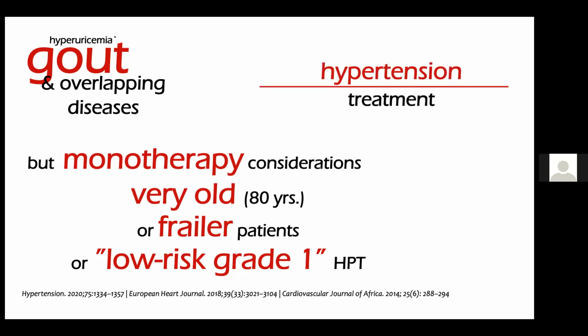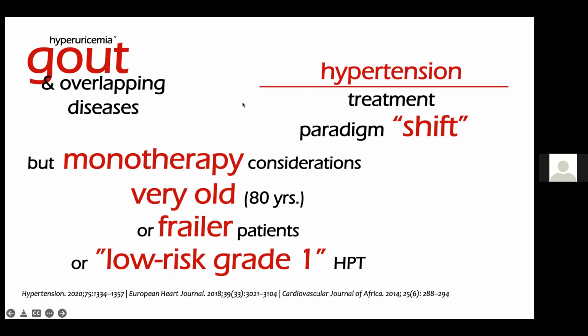we now need to learn that there are only 3 situations where monotherapy can be considered. It is only when you deal with a very old patient, which is not unusual in our setting, when you deal with a frailer patient, and when you deal with low risk grade 1 hypertension. Those are the limited clinical instances where, after diagnosing somebody with hypertension, you might consider monotherapy.